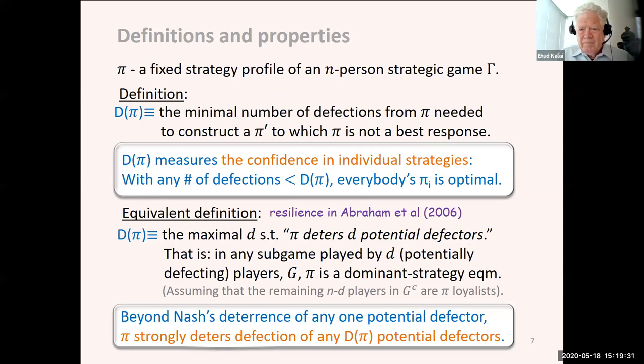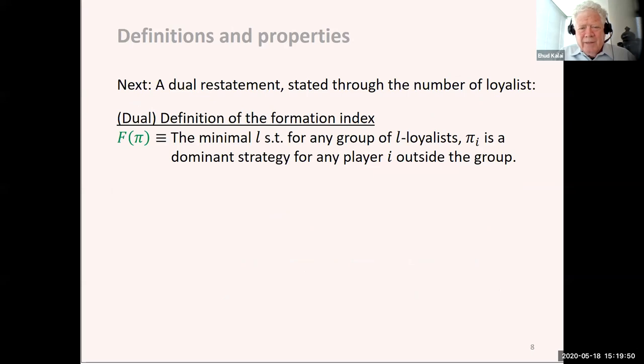Okay. But generically, a Nash equilibrium has a D of pi equals 1, no? Well, I don't know what you mean by generically, but Nash equilibrium... I'll answer this very substantially in a moment. I'll give a much more detailed answer. But let me go to the definition of F, and it's a dual definition. It's really nothing new in terms of the condition, but it's very interesting for applications.